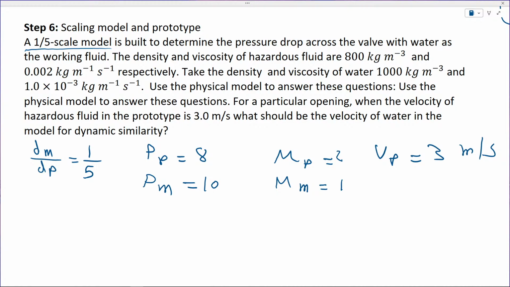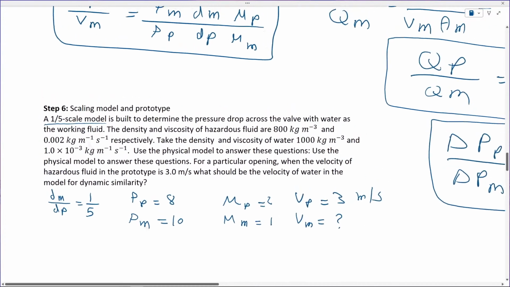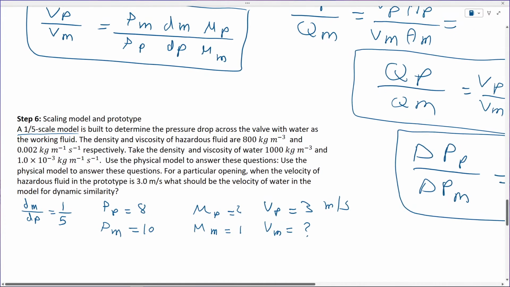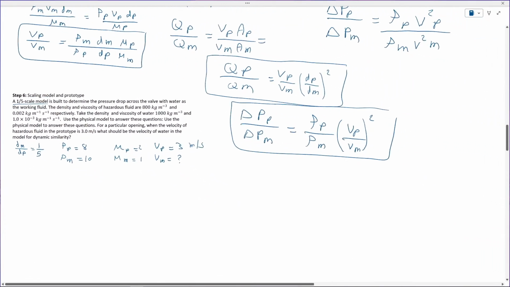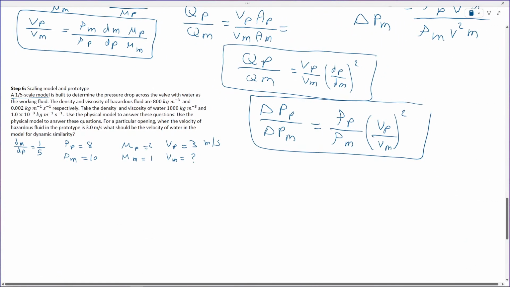What should be the velocity of the water in the model to ensure dynamic similarity? So now we are asking what is the velocity of the model? Can we do this? Yes, of course we can, because we have this nice relationship here.